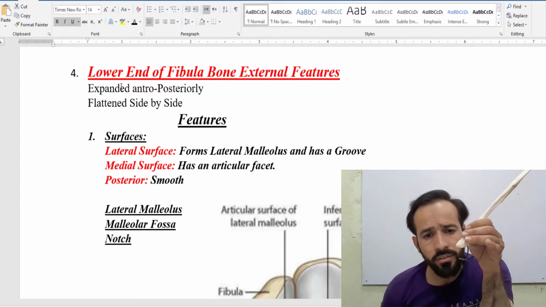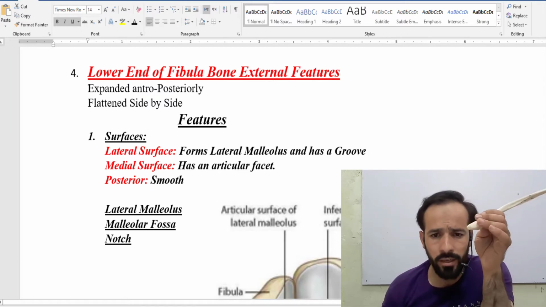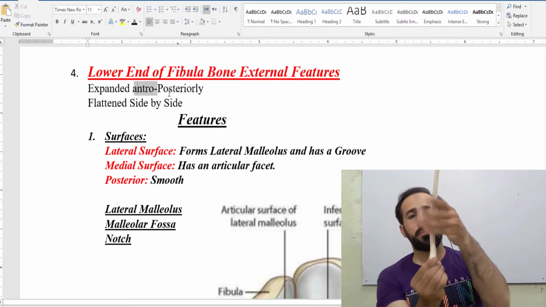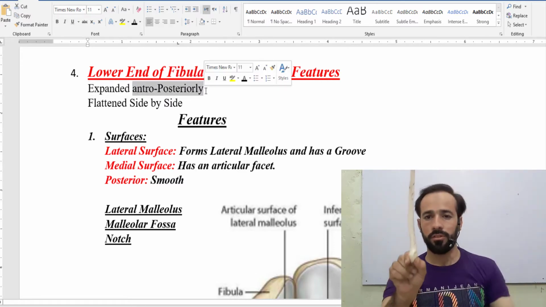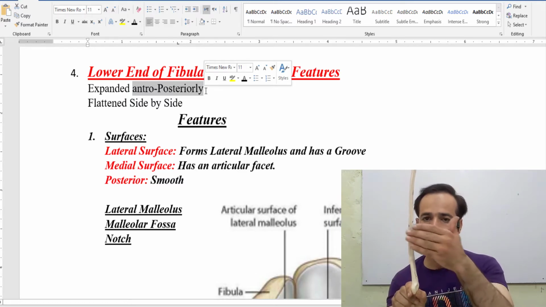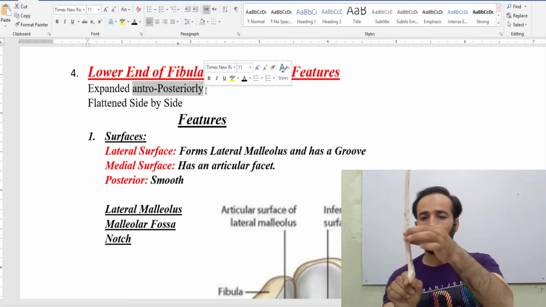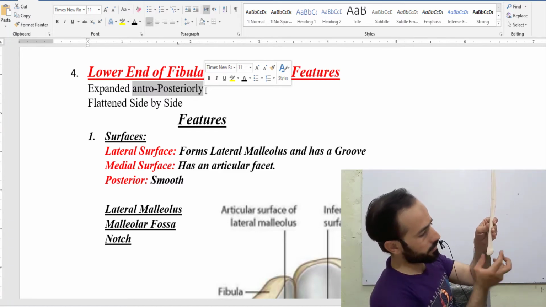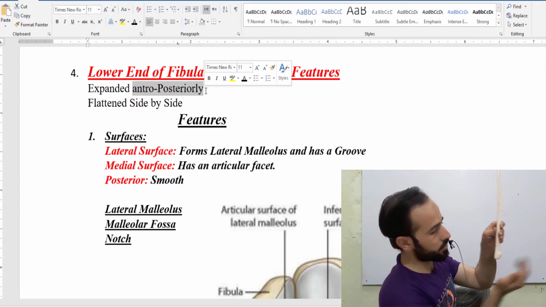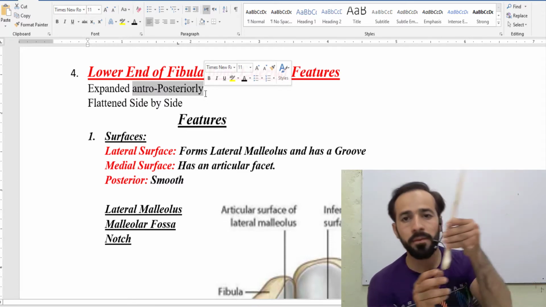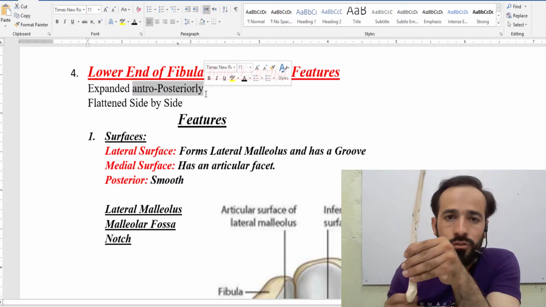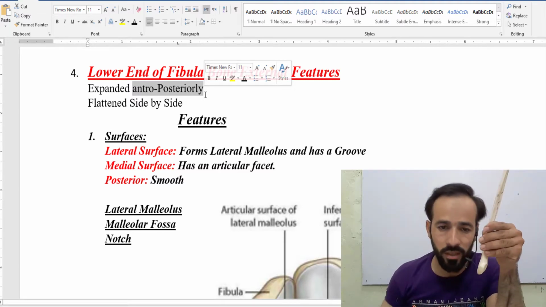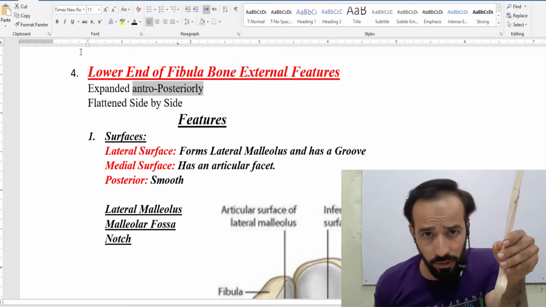First of all, externally this lower end is expanded anteroposteriorly. Look carefully, friends. I'm holding this bone in its anatomical position. This is the anterior side and this is the posterior side. If I turn it like this, you will see that this bone is expanded anteroposteriorly, but from side to side this bone is flattened. So we have written here it is flattened side to side.